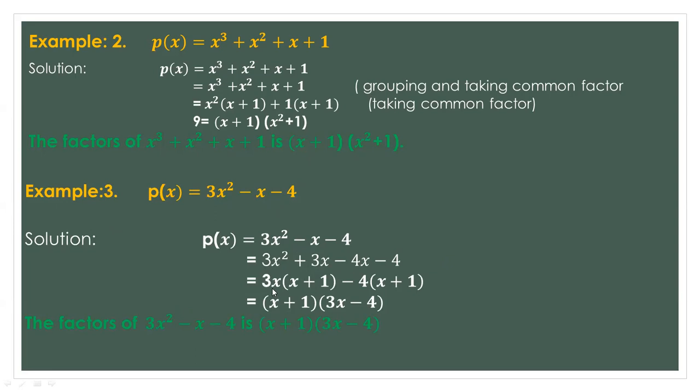Then take the common factor here, 3x, and x plus 1 is left here. Minus 4, you can take common factor for the last two terms, and it should be left here x plus 1. So now here again take the common factor, that is x plus 1 into 3x minus 4, right? So factors of 3x square minus x minus 4 is x plus 1 into 3x minus 4.